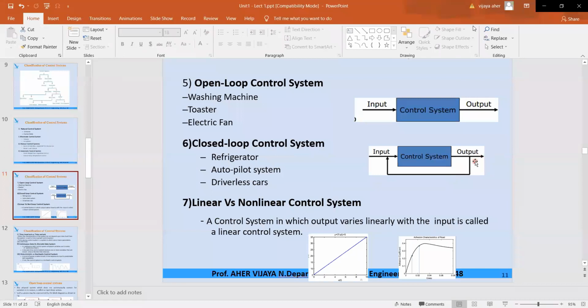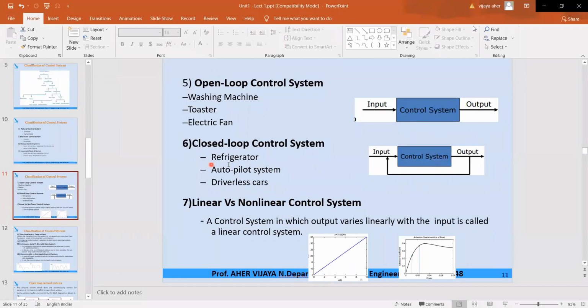Now here, look, it is called closed loop. A sample of output is taken and fed to the input side. According to that, an error signal is generated. And that modified input is given to the control system. So this is nothing but your closed loop control system.